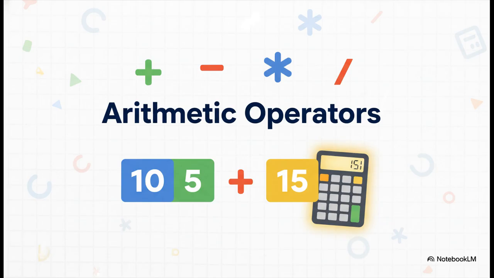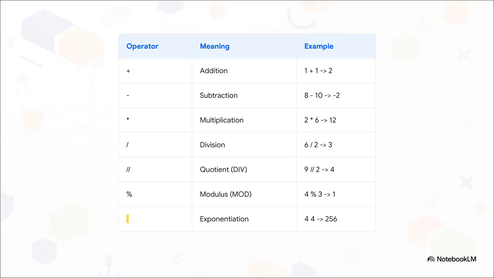Arithmetic operators are your basic tools for doing all sorts of calculations. Of course, you recognize plus, minus, multiply, and divide. No problem there. But these next three, these are classic exam topics, so you'll want to pay close attention. The double slash, that's for quotient, or div. It just gives you the whole number part of a division, so 9 divided by 2 is 4.